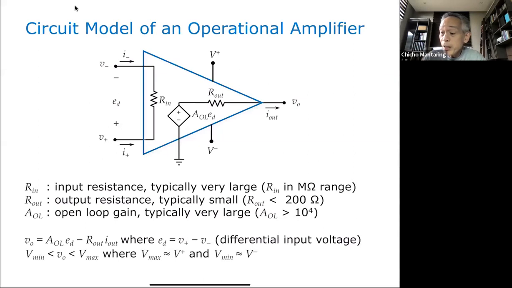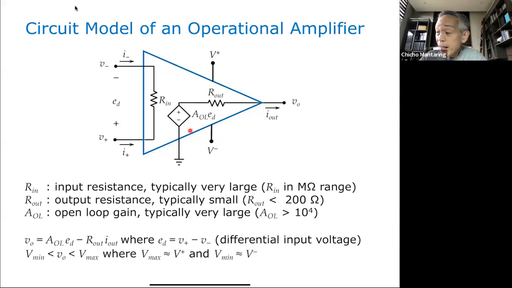Okay, now the input resistance is typically very large. Typically, that is in the meg-ohm range. The output resistance is typically small. Typically, this is less than 200 ohms. 200 ohms is small when compared to mega ohms.